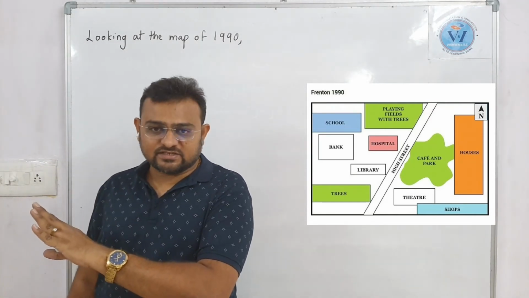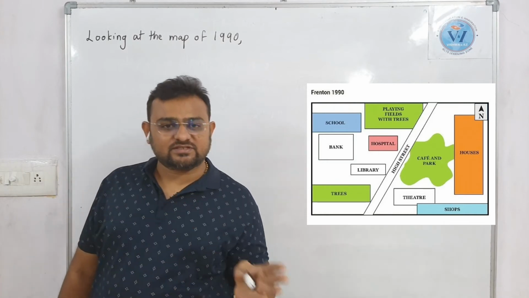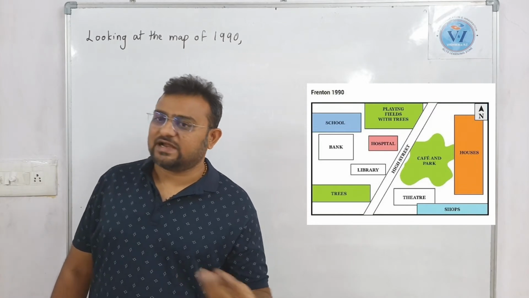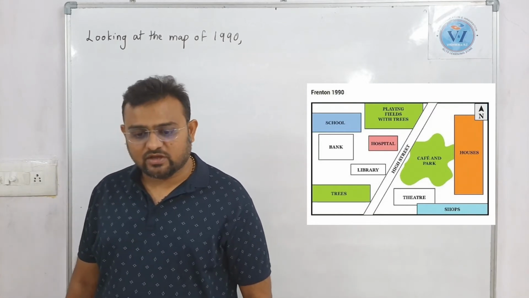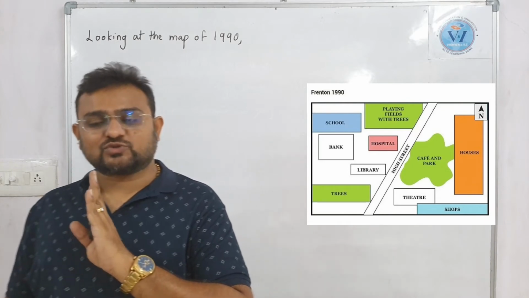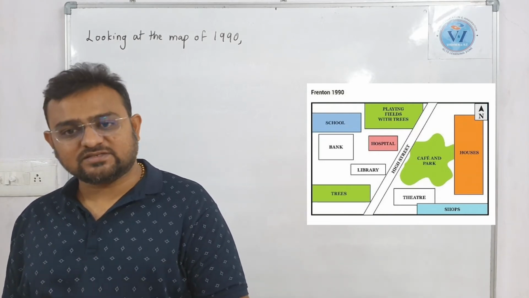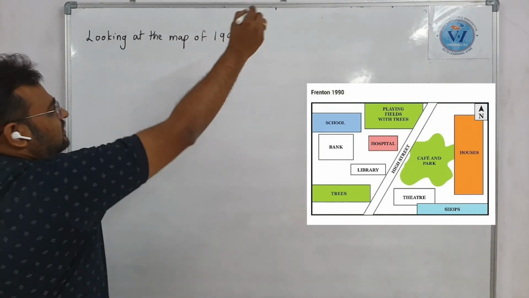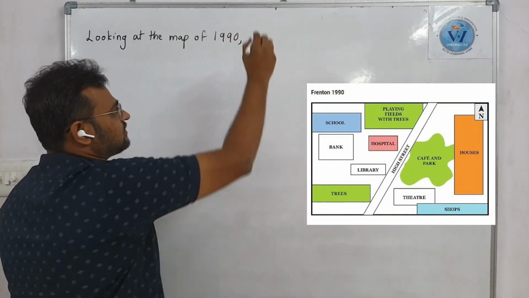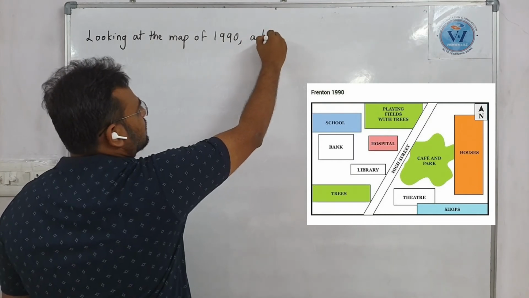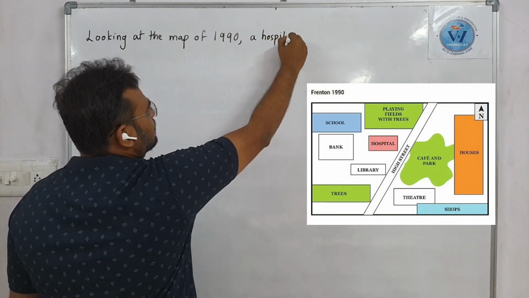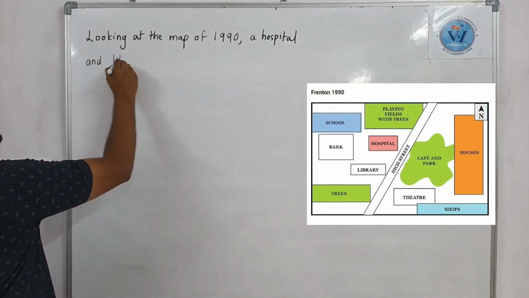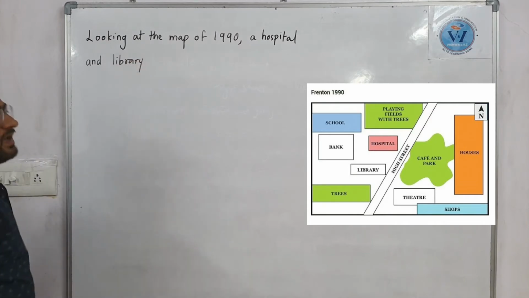You can use on either side of the road, or else on the eastern part of the road and on the western side. If North and East weren't given, then on the right side, on the left side. Okay. So if I see here, I can see hospital and library on the west and cafe and park on the east. So you can write down that a hospital and library.